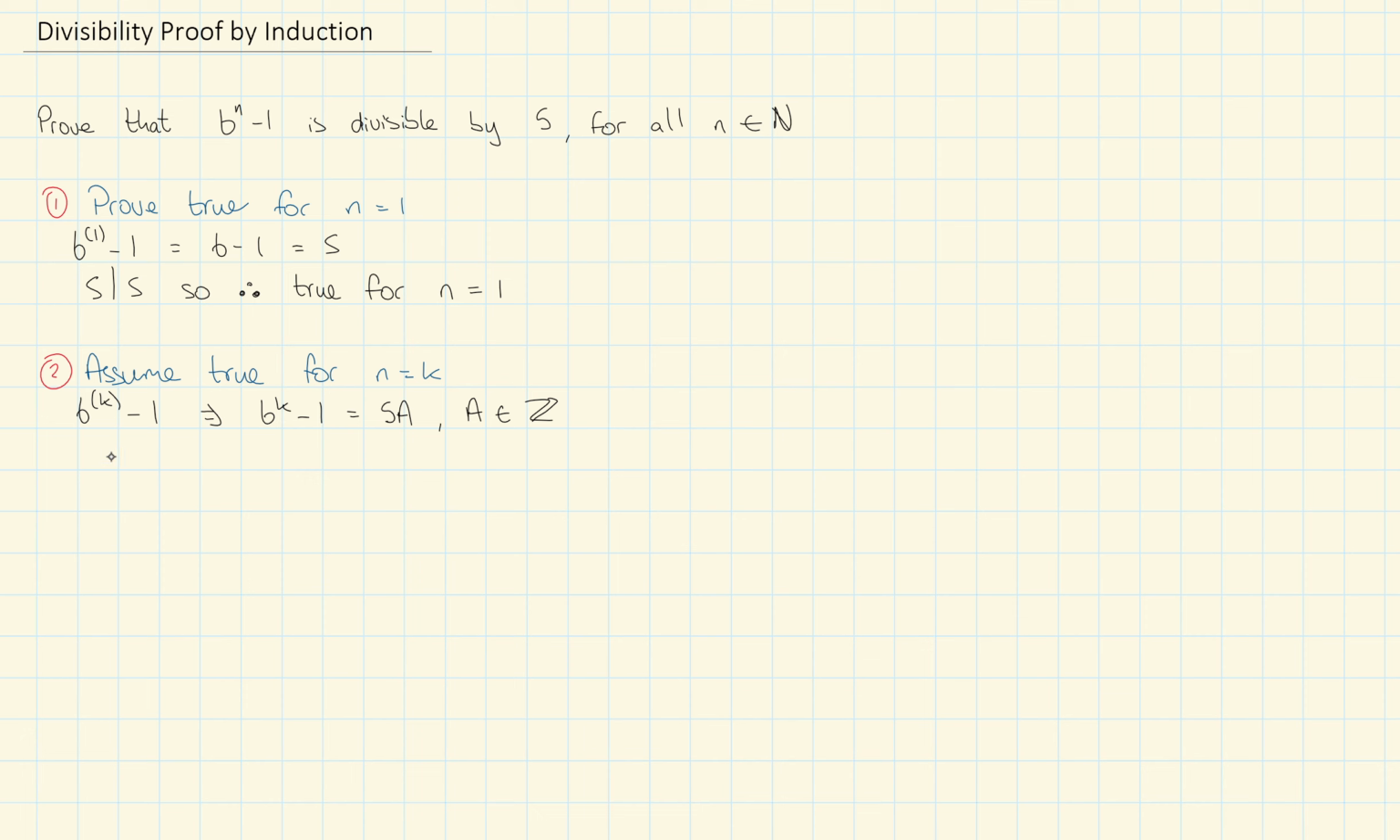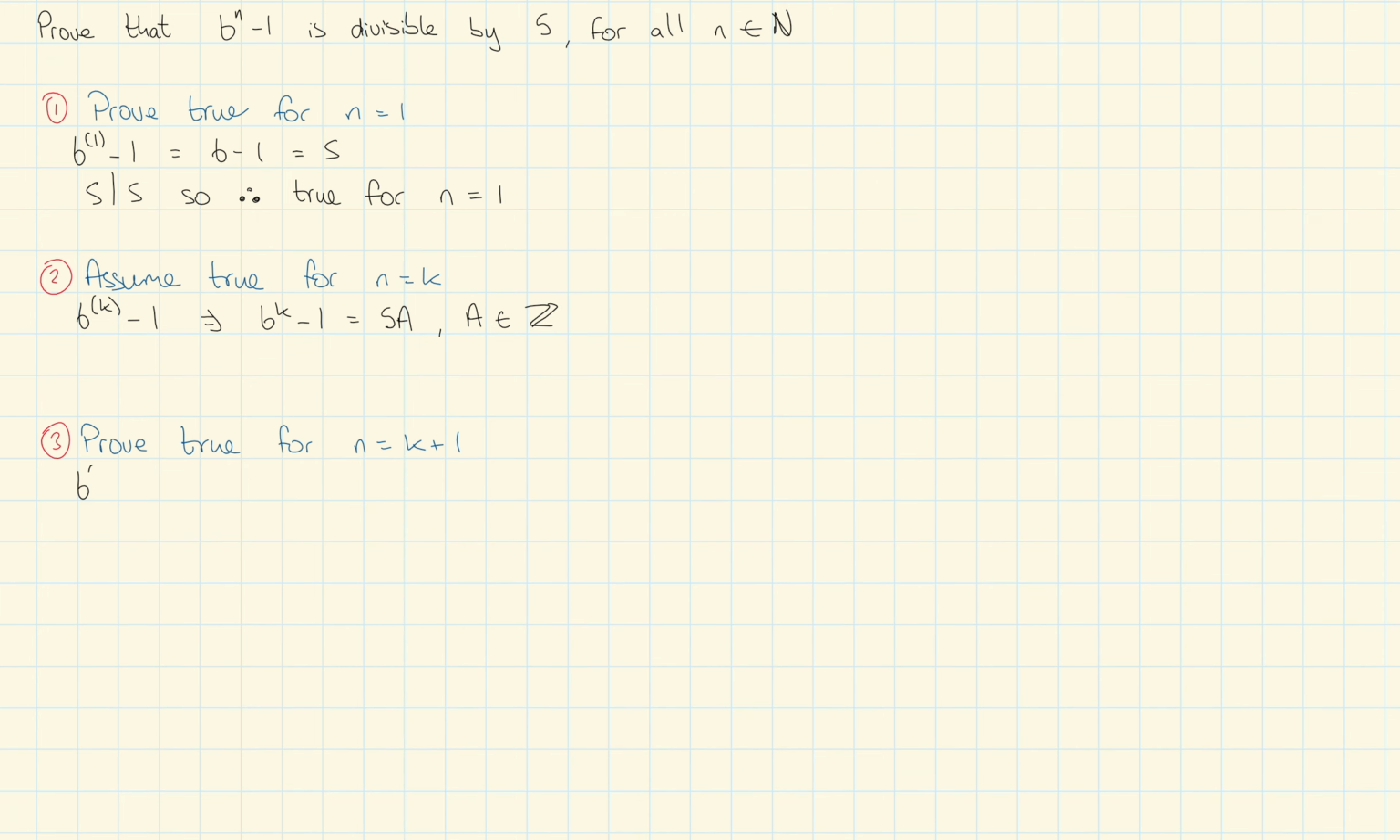Okay, so what I'm going to do, always in a divisibility proof, is leave a line free here because we'll come back and rewrite this. You'll see now why in a second. And our third step, we're going to prove true for n equals k plus 1. So we get 6 to the power k plus 1 minus 1. Indices rules let me rewrite my first part, so that's 6 to the power k, the dot means multiplication, multiplied by 6 to the power 1, minus 1.